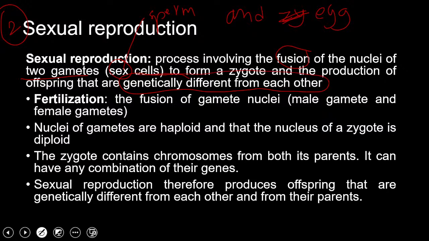and the production of offspring, which are genetically different from each other. That is the key difference between asexual reproduction and sexual reproduction as well. In asexual, the offspring are genetically identical. In sexual, the offspring are genetically different.